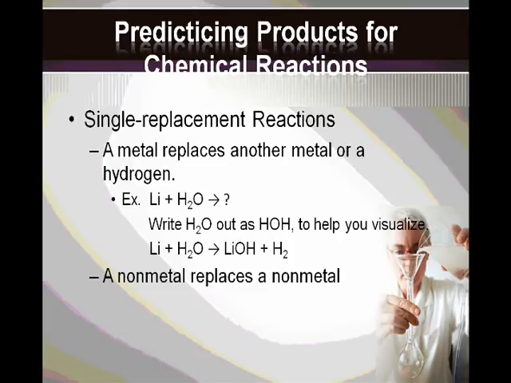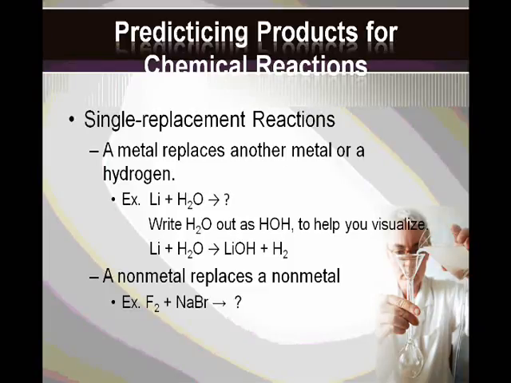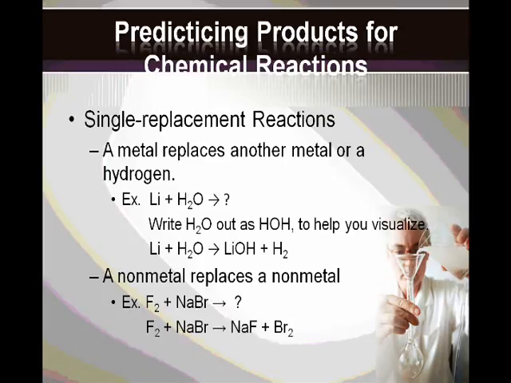Now, another thing that can happen in single replacement reactions is a nonmetal can replace a nonmetal. So look at this single replacement and go ahead and pause the video and predict the products that should be there. Alright, you should have gotten sodium fluoride and bromine by itself. And so when bromine's by itself, it's one of our diatomics, so it's Br2. And then, as you can see, this is not balanced, so you would need to go and balance this equation as well.